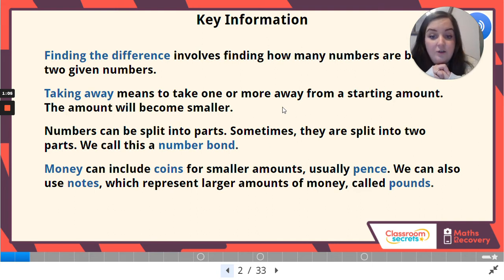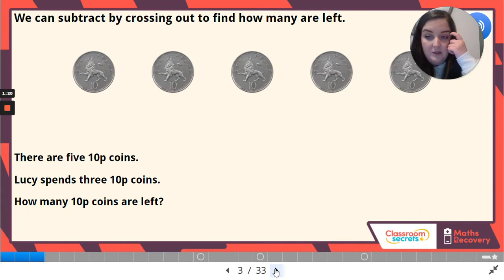Money can include coins for smaller amounts, usually pence, okay, pennies. We can also use notes, which show bigger amounts of money and are called pounds. Right, let's get those brains working then.